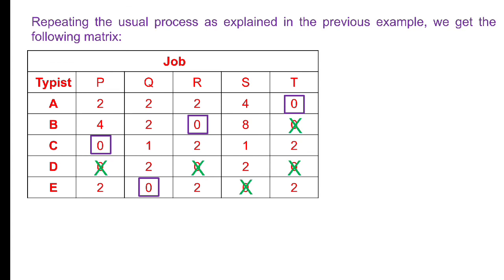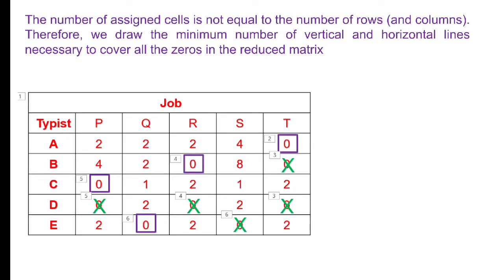Then, since the number of assigned cells is not equal to the required number, we follow the method of drawing straight lines. Maximum zeros covered with the minimum number of lines: the first line, second line, third line, fourth line. All the zeros are covered, even though we are not getting an optimal solution.